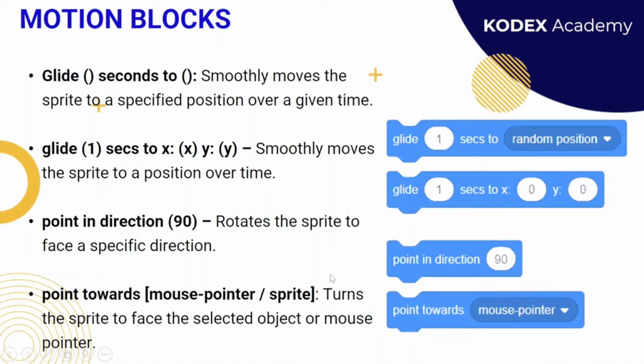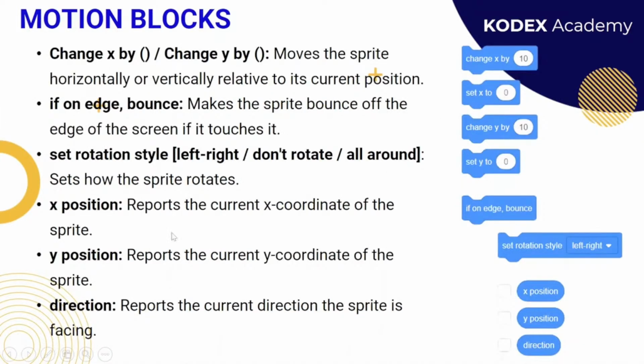Now we discuss the other motion blocks. Here there are some more motion blocks which help to create very fine and attractive animation for us. You will see change X by and change Y by. What is the sense of this? You can change the value of the X and Y position relative to the current position of the sprite. The sprite has a specified X and Y position when you put it on the sprite area. Here you can move the sprite horizontally by changing the X value and vertically by changing the Y value, relative to its current position, with the help of this block.